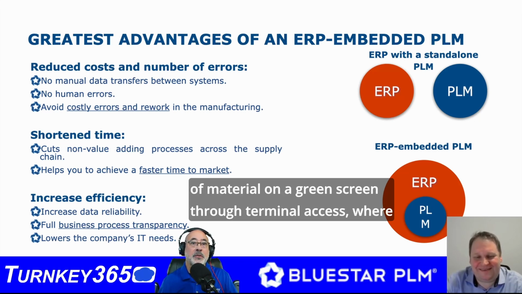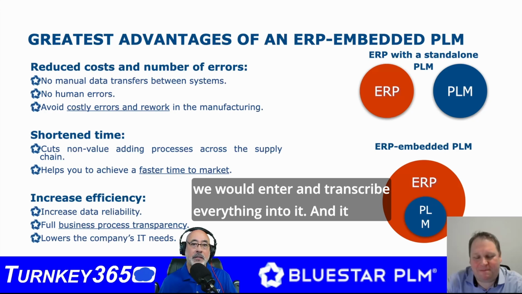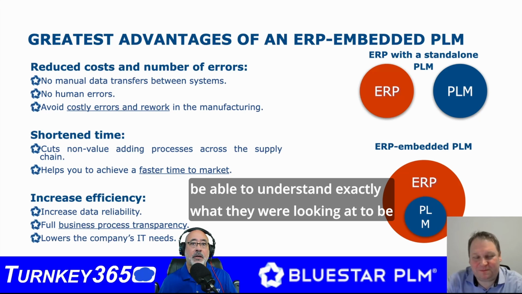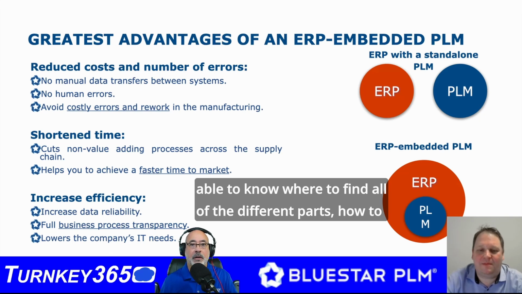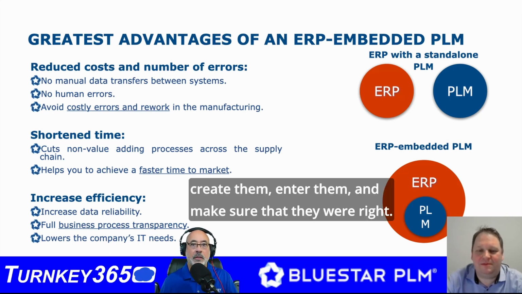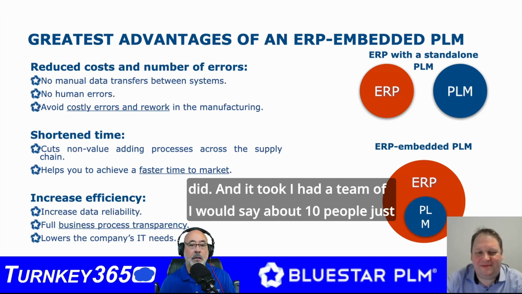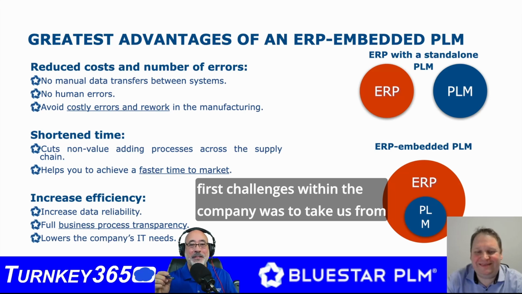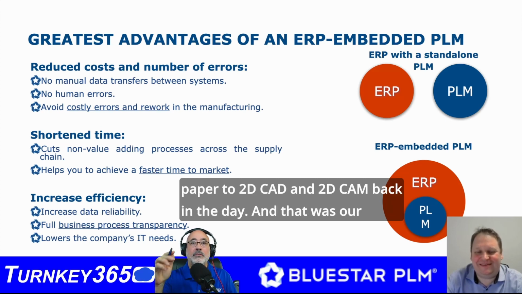And we were doing bills of material on a green screen through terminal access, where we would enter and transcribe everything into it. And it actually took quite a bit of skill from my team to be able to understand exactly what they were looking at, to know where to find all of the different parts, how to create them, enter them, and make sure that they were right. And did we have errors? Of course we had errors. We surely did. And I had a team of, I would say, about 10 people just for this process alone. Interestingly enough, one of my first challenges within the company was to take us from paper to 2D CAD and 2D CAM back in the day.